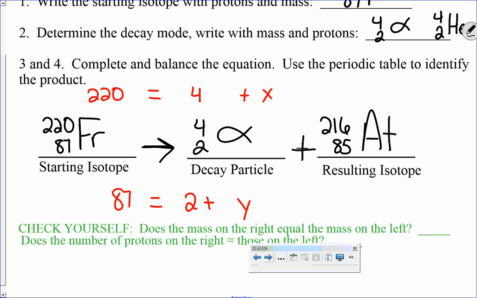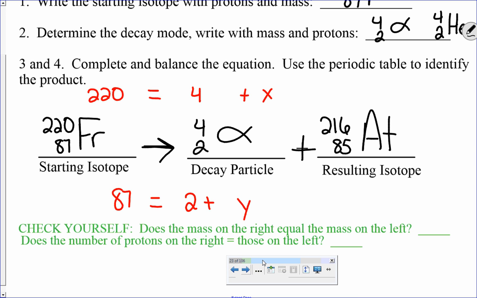We always have to check ourselves, make sure that your masses add up. So if I look at my masses here, I've got 220 equals 4 plus 216. That checks. 87 equals 2 plus 85. That checks. I'm good to go.